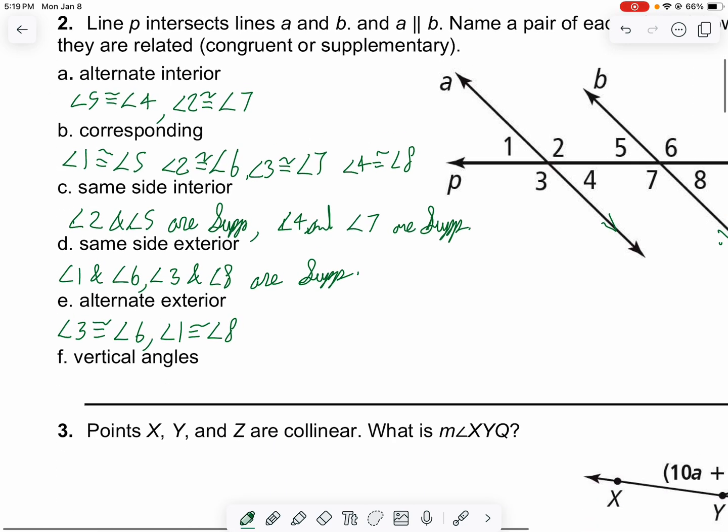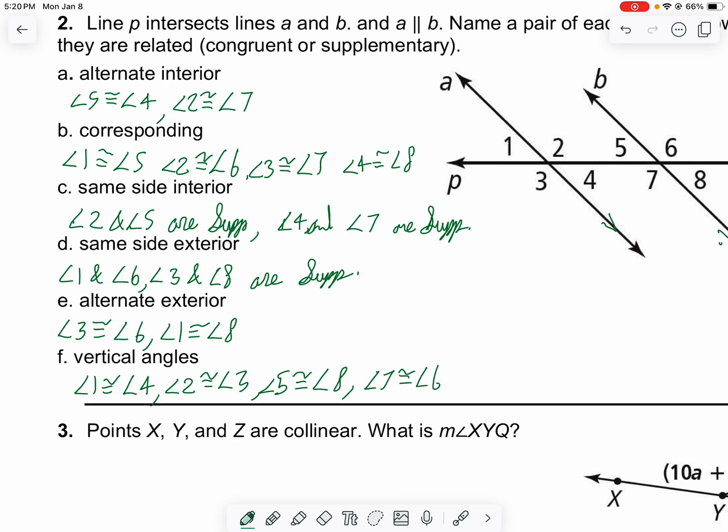Vertical angles, there are 4 pairs of vertical angles, and they're congruent as well. Angle 1, sorry, that should have been a 1. Angle 1 is congruent to angle 4. Angle 2 is congruent to angle 3. Angle 5 is congruent to angle 8. Angle 7 is congruent to angle 6. Okay, lots of vertical angles that are congruent.